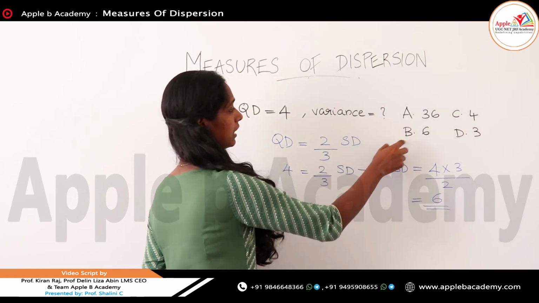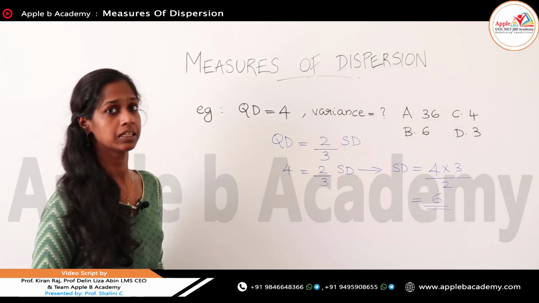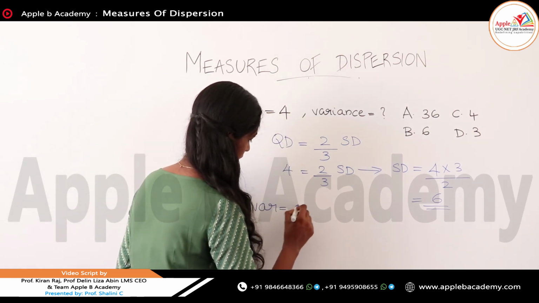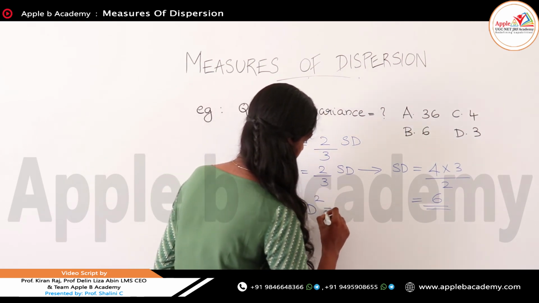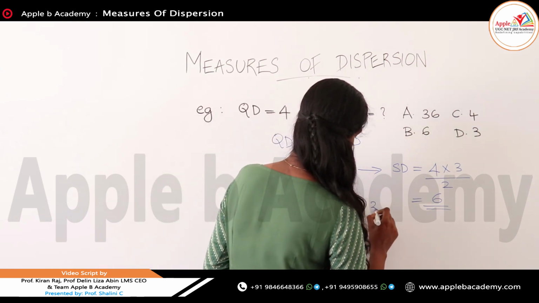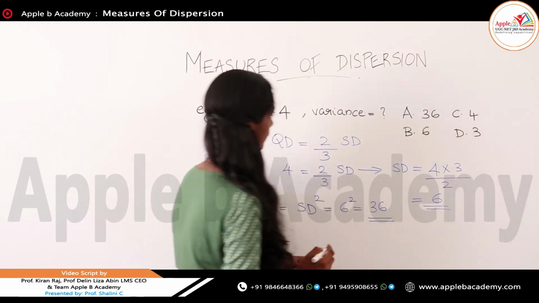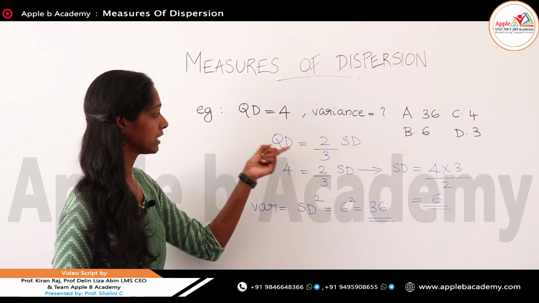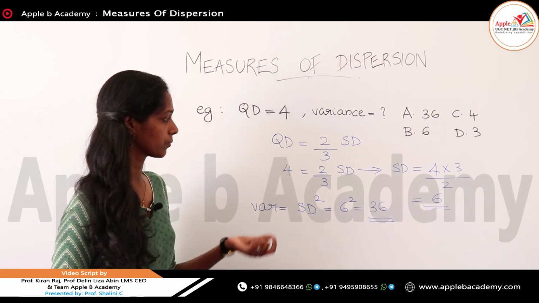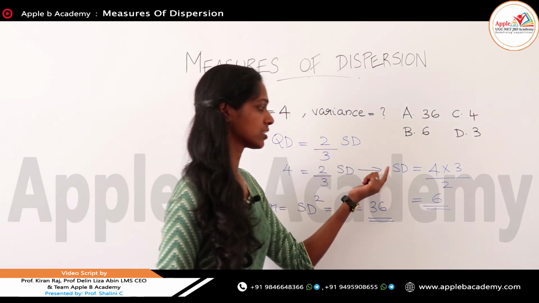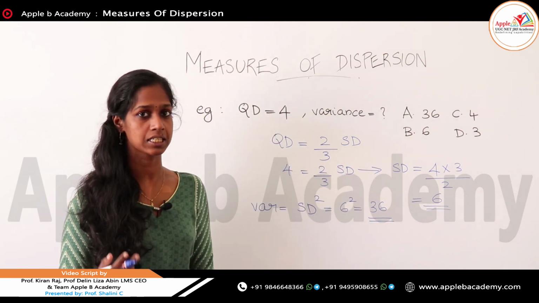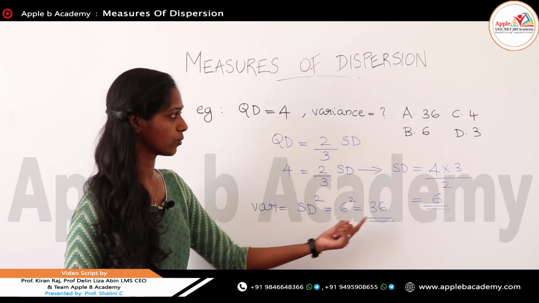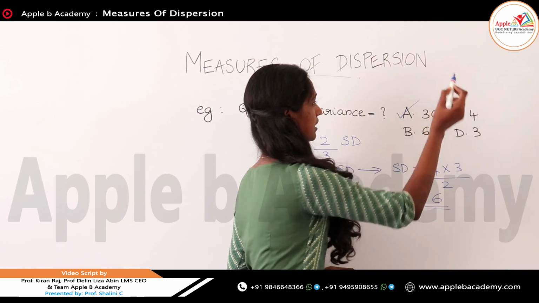Again there is an option B which states 6, but they have asked for variance in the question. So we need to take the square of the standard deviation. Variance is nothing but standard deviation square. So 6 square is equal to 36. In this case quartile deviation is given, we have to find the variance. Quartile deviation is equal to 2 by 3 standard deviation. Rearranging it, we get standard deviation is equal to 6, but since the question is asked for variance, we need to take the square of standard deviation. 6 square is equal to 36. So option A is the answer.